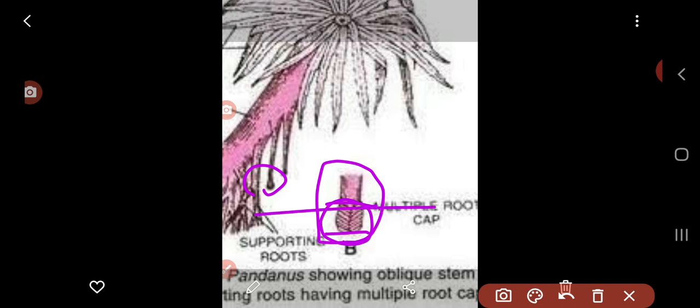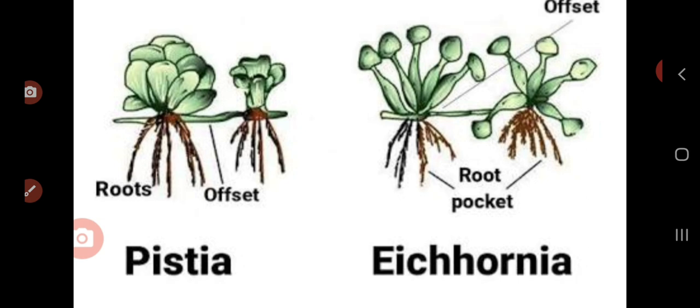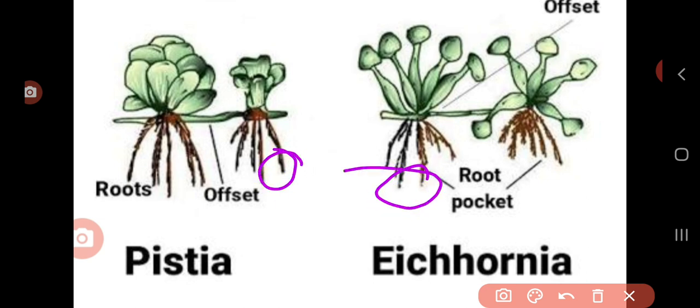Next one, this pistia and Eichhornia, these two are water plants only, you all know very well. Instead of root cap, what is it having? Root pockets. The tip region, it is having root pockets only. See here, root pockets.